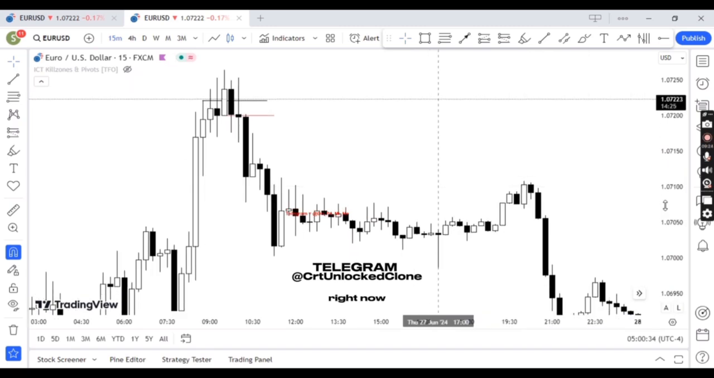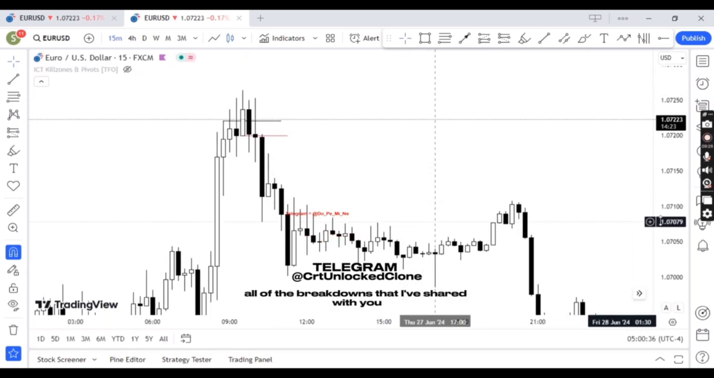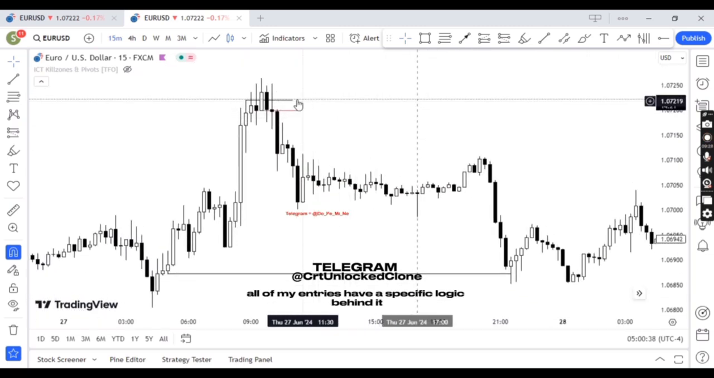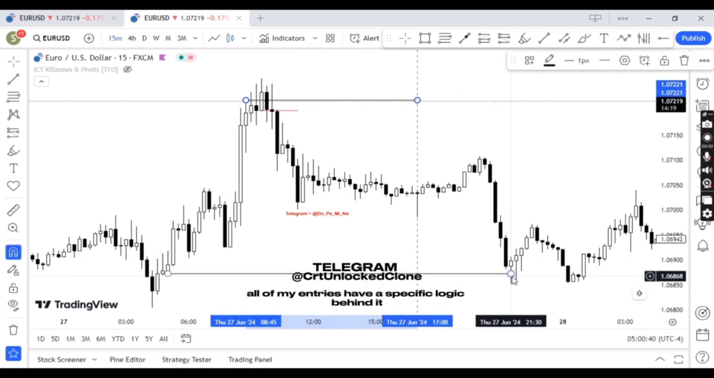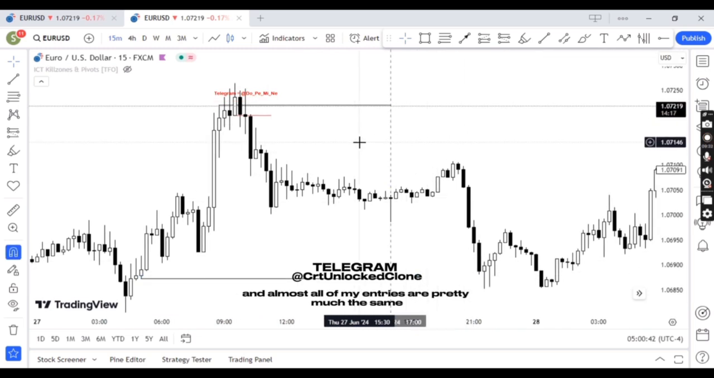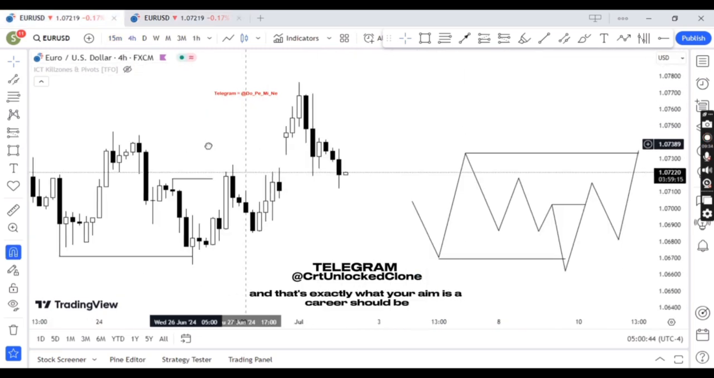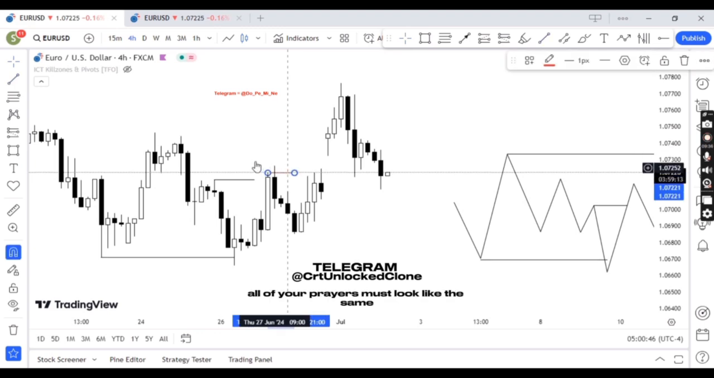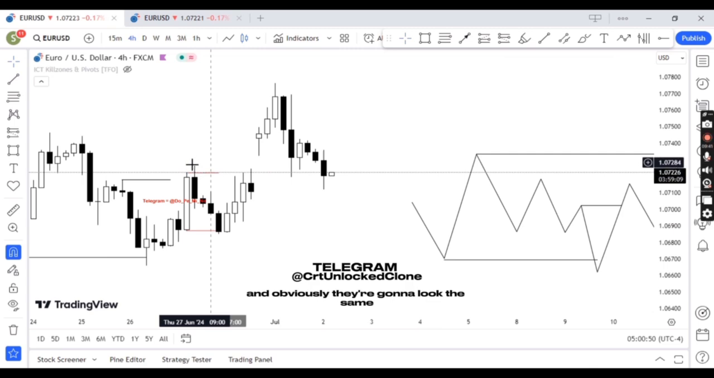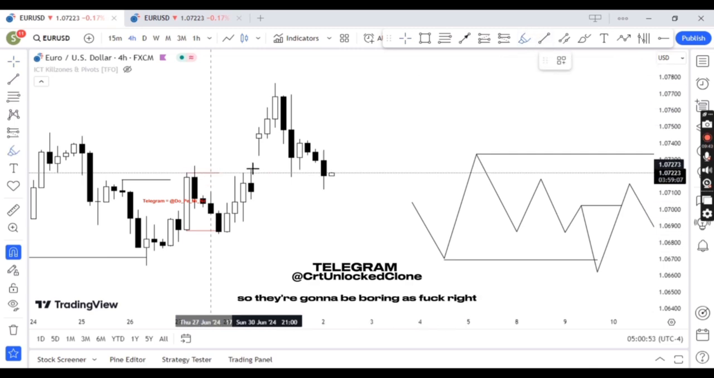Now based on all of the breakdowns that I've shared with you till now, you could see that all of my entries have a specific logic behind them, and almost all of my entries are pretty much the same, right? And that's exactly what your aim as a trader should be. All of your trades must look the same, feel the same, and obviously they're going to be boring as fuck, right? This is exactly what your aim should be.